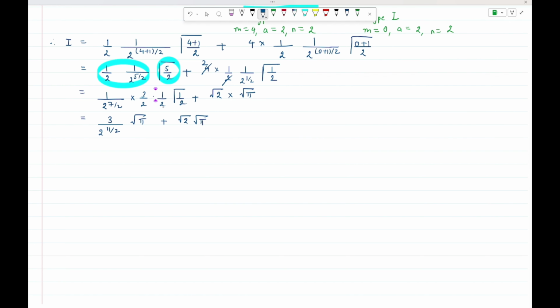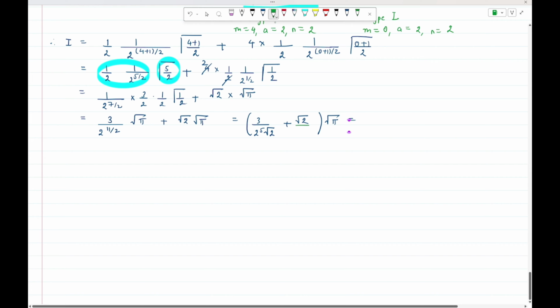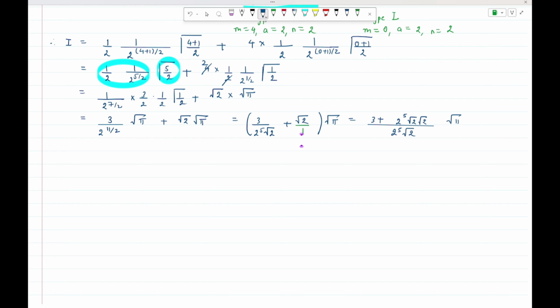So as you can see, we can take root of pi as common. So if we do that, we will be having 3 divided by, now 2 raised to 11 by 2, we can write it as 2 raised to 5 into root of 2, plus root of 2. So taking the LCM and summing the two fractions that we have, we get 3 plus 2 raised to 5 into root 2 into root 2 divided by 2 raised to 5 root 2 into root of pi.